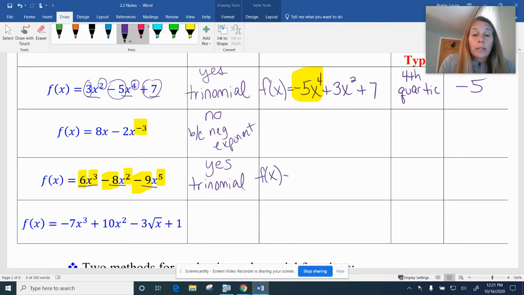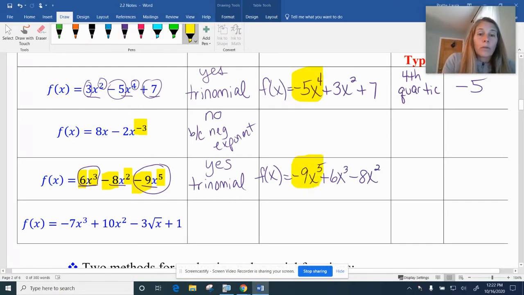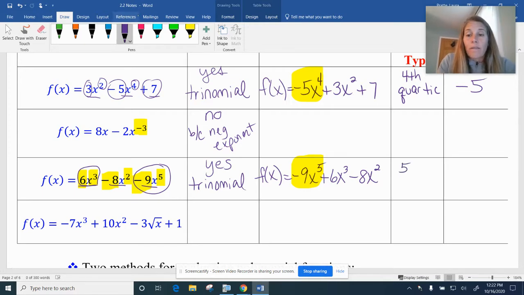Now, to put it in standard form, we want the highest degree first, which would be this -9x to the 5th power. Just make sure that coefficient that goes with that x to the 5th and the signs stay with it. So notice the -9 is in front there. Then the next thing down in descending order would be this addition of the 6x cubed and then subtracting the 8x squared. So now my lead term here, which would consist of this -9x to the 5th, is telling me that this is a 5th degree polynomial, and my lead coefficient is -9.